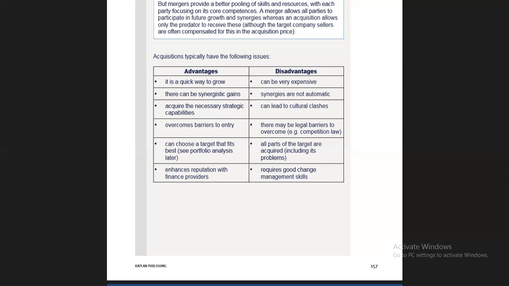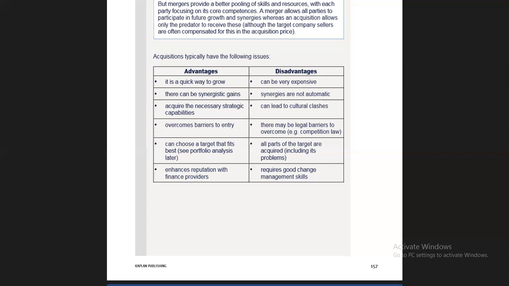Can choose a target that fits best. See portfolio analysis. Yes, we will discuss that in portfolio analysis as well. Yes, you will choose that company which will fit your target, which will make you work for goal congruence. The company's goals and your goals will be the same. You are working for the same goals, goals that fit your mission and vision statement.